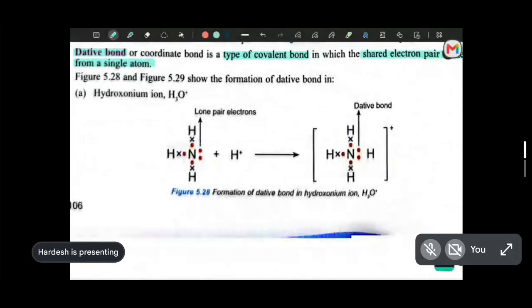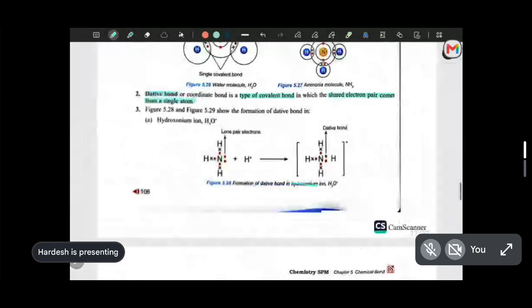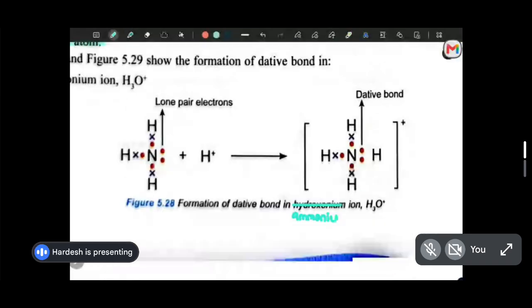Change this here, this is not hydroxonium. This one is actually ammonium. Not ammonia, ammonium. And this one is actually NH4+. The book has a typo there. Okay, we cancel this off.